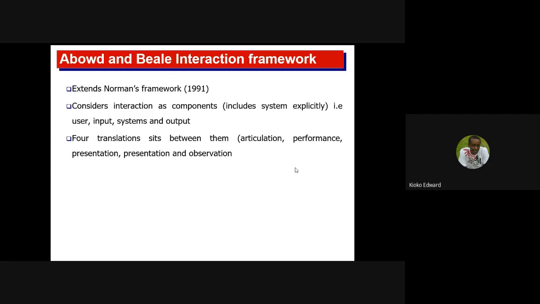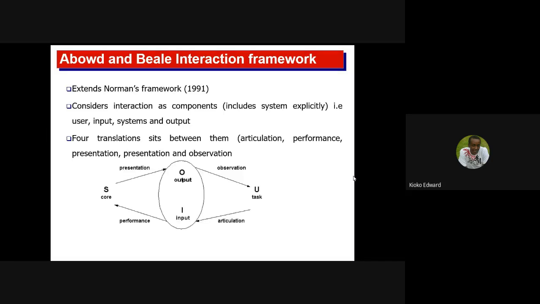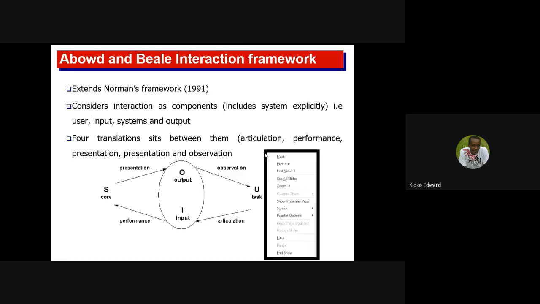Between the 4 components, we have 4 translations. For example, from the user to the input, we have what we call articulation. From the input to the system, we have the performance. So both articulation and performance consist of the execution phase. Then presentation and observation, the 2 of them, consist of the evaluation of the system once the execution has occurred on the system. And this is how the model actually looks.